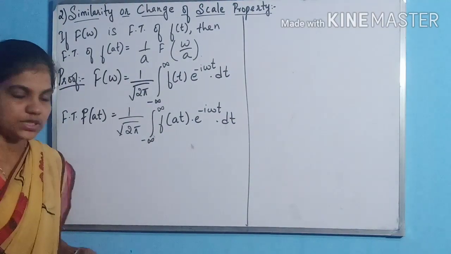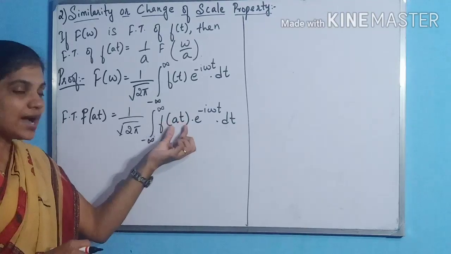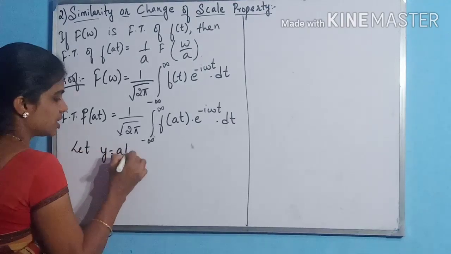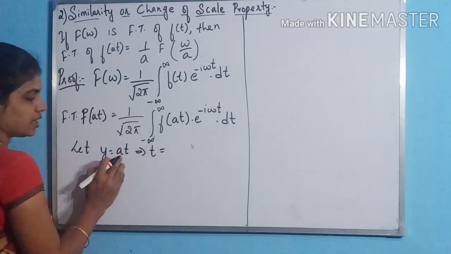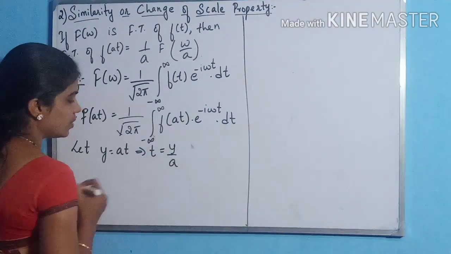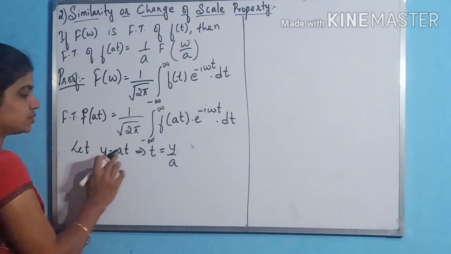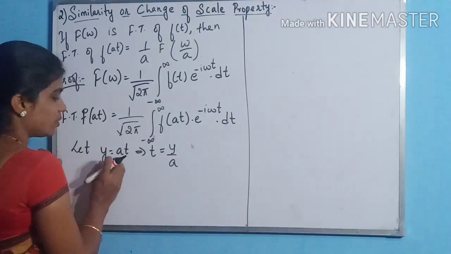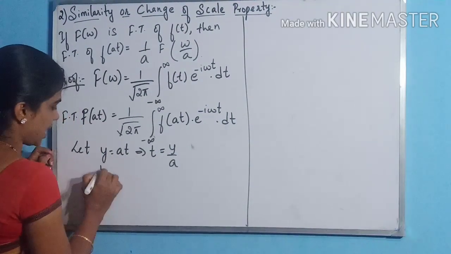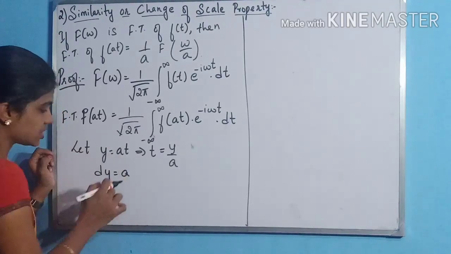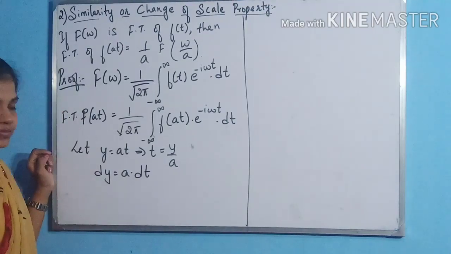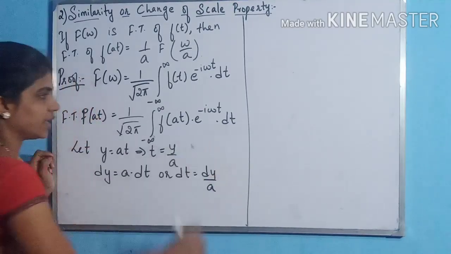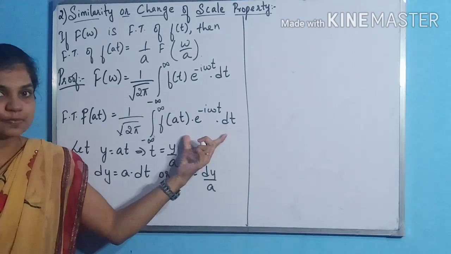Alright. Now what I'll do is substitute y equals at. So let y equals at. This means t is equal to what? y by a. And what about dt? Because if I have to remove this t function and put it as a y function, I have to convert everything into y. So y equals at. If I differentiate this, I have dy equals a into dt, since a is a constant. Or I can say dt equals dy by a.